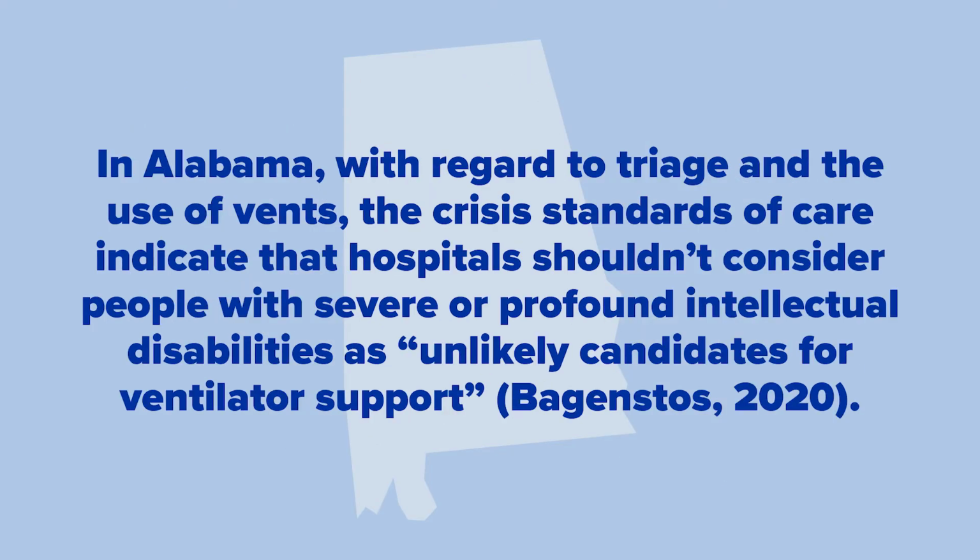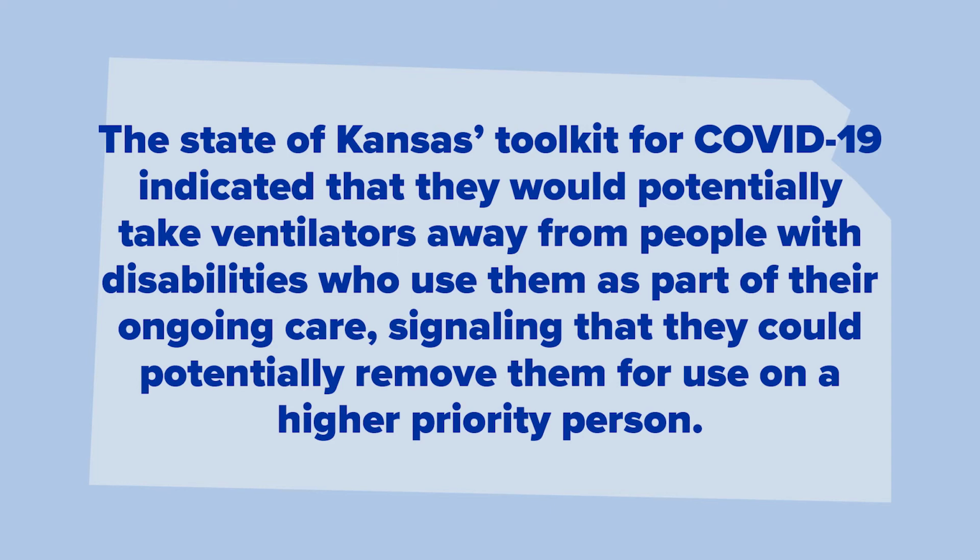In Alabama, in regard to triage and use of vents, the crisis standards of care indicate that hospitals shouldn't consider people who have severe or profound intellectual disabilities. Remember, that's a type of developmental disability as well, as they would consider those individuals as, quote, unlikely candidates for ventilator support. In the state of Kansas, they developed a toolkit for COVID-19 indicating that they would potentially take ventilators away from people with disabilities who use them as part of their ongoing care, signaling that they could potentially take them away to use on a higher priority person. So what we're talking about here isn't someone making the decision of whether or not that someone should have access to a ventilator.